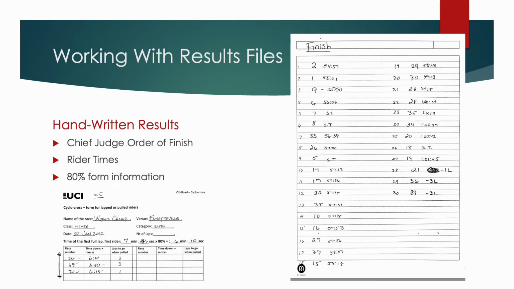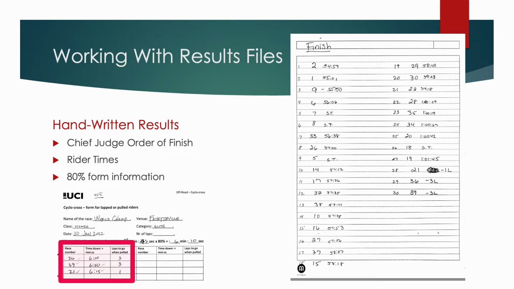This should be on a form directly from the 80% commissaires. Compare the 80% information to what the chief judge provides you. If they do their job correctly, you'll be able to determine, based on the time recorded and the number of laps remaining, exactly what their order of the riders should be.